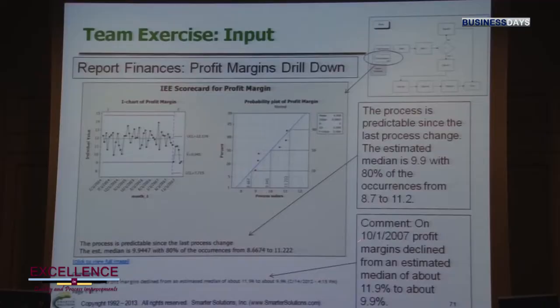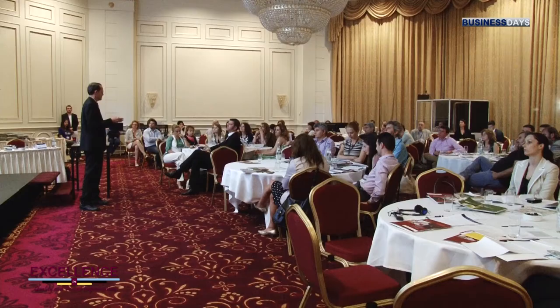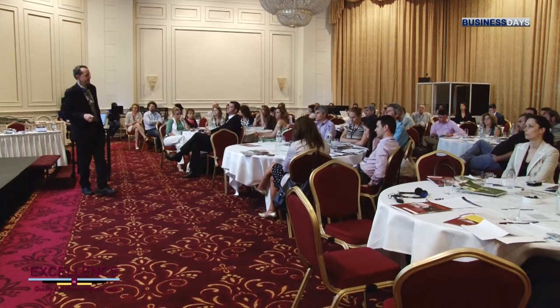Now you notice here, we can also put comments down here. Profit margins declined from a median of 11.9 to 9.9. So that's not good. But the point is we have common cause variability. It didn't all of a sudden spike downward. There was a trend downward, and then it all of a sudden changed.